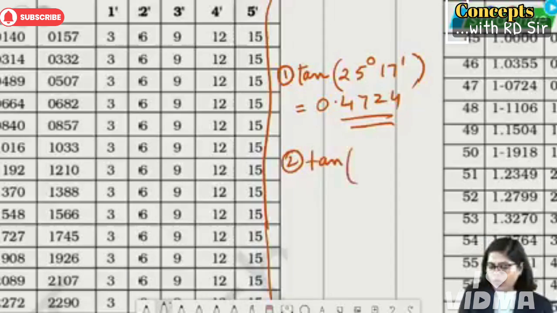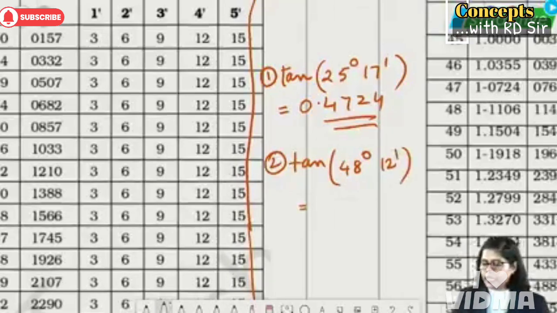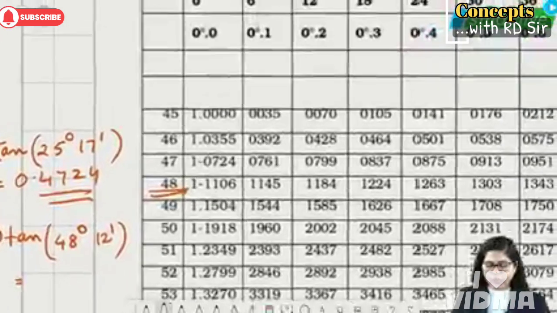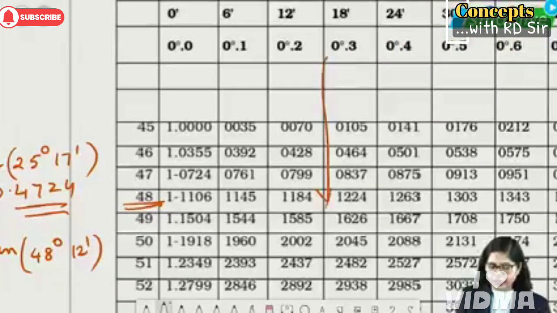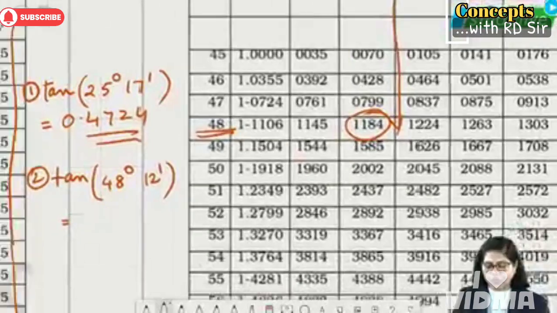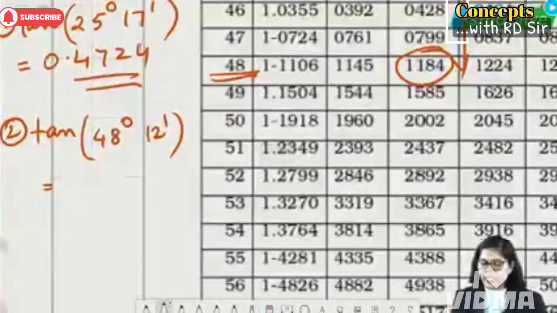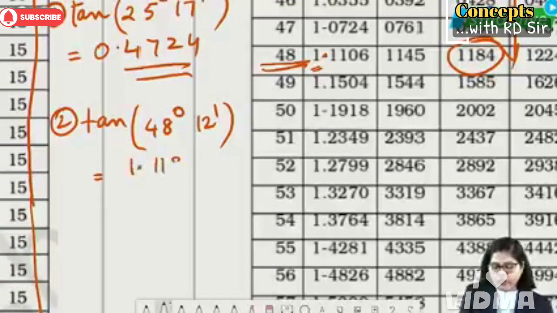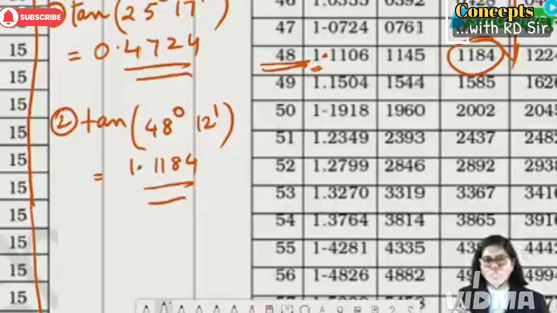Let us see one more value, say tan of 48 degrees 12 minutes. Now 48 degrees, let us search for 48 degrees. This is the 48 degrees, correct? And 12 minutes, in this column it is coming. That means the number is 1184. Now very important, students here: 1184, but initially you will check that it is 1 point, so the answer will be 1.1184. As I told you, the initial value you have to check whether it is 0 point, 1 point or 2 point, okay? So this is the answer.